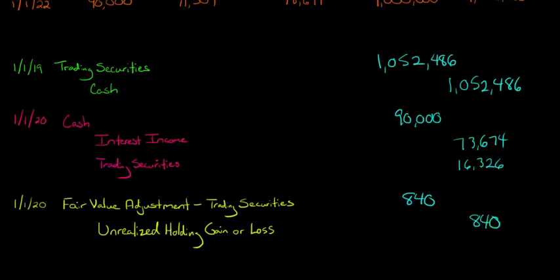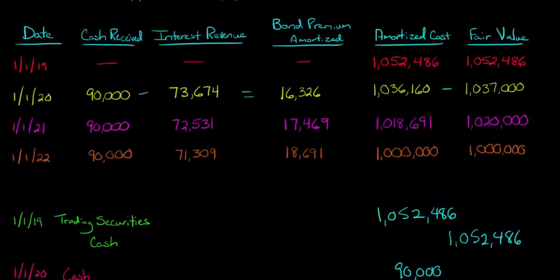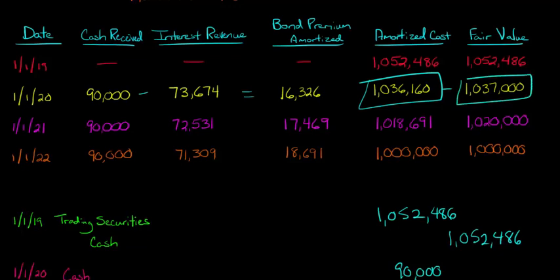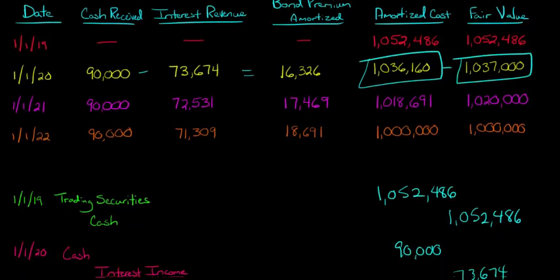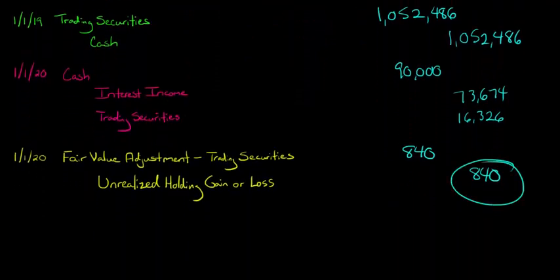So what is the practical effect of this? If we were to look up the trading securities on the balance sheet, they're going to be $840 higher than the amortized cost. If we were categorizing these as held to maturity, the value of these bonds on our balance sheet would be $1,036,160. But since we're classifying them as trading securities, when we look it up on the balance sheet, it'll be $1,037,000. We've marked it to market. And then we've got this $840 unrealized holding gain that is going to go to the income statement, and it's going to be recognized, improving or increasing our net income.